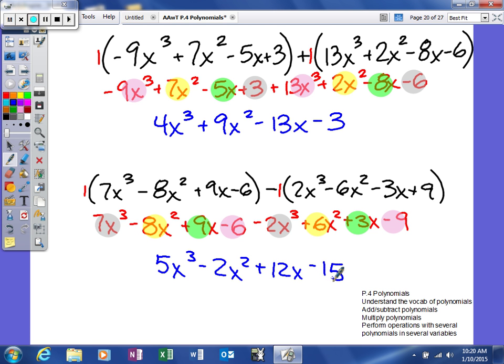Again, a four-term polynomial has a degree of 3, so it's a cubic four-term polynomial with leading coefficient 5, and that's what it looks like in standard form.